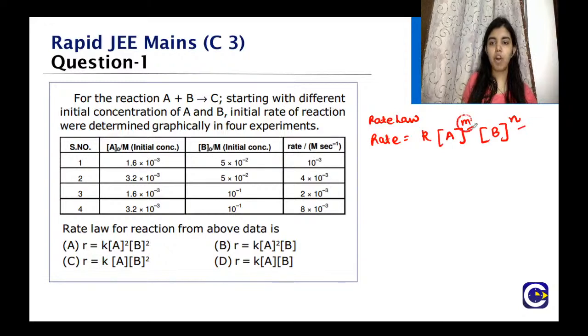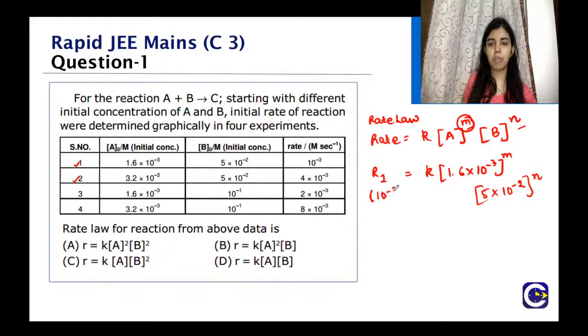To find the value of m, we have to take two experiments such that the concentration of B is constant. Here, if you see the first and second experiments, the concentration of B is the same while the concentration of A is varying. So I will write R1 equals K into 1.6 into 10 raised to the power minus 3 raised to the power m, and the concentration of B is 5 into 10 raised to the power minus 2 raised to the power n. This is R1. Value of R1 is 10 raised to the power minus 3.